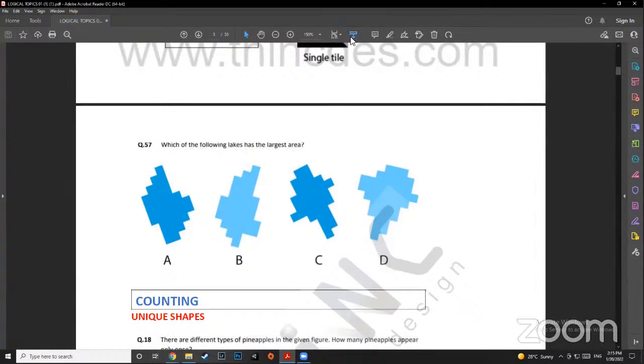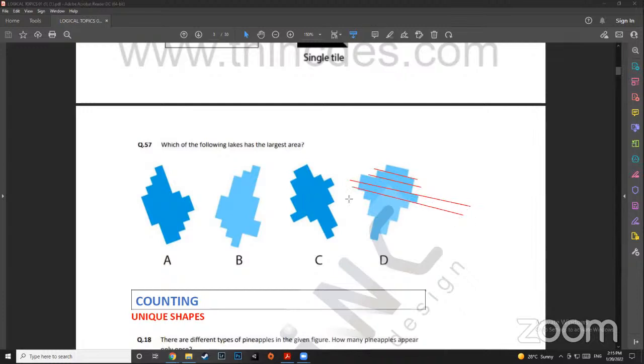Very simply, what you can do in this case is, again, use logic. You can divide it into squares and count the number of squares. If you count the number of squares, you will know which one has the highest number of squares, and you'll know that it will have the highest area. So this is geometry.